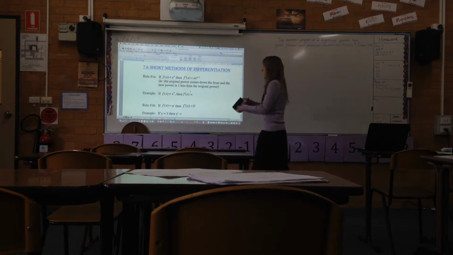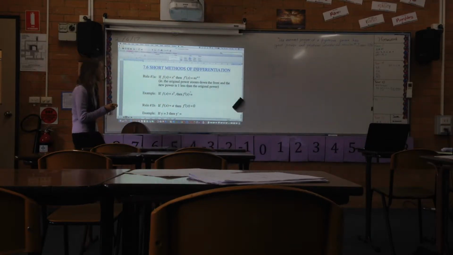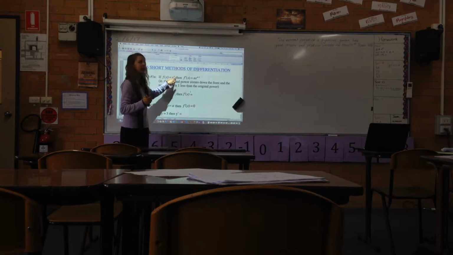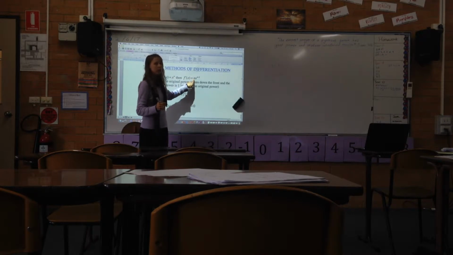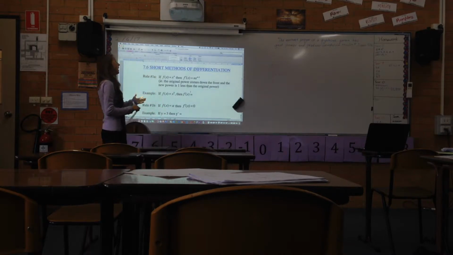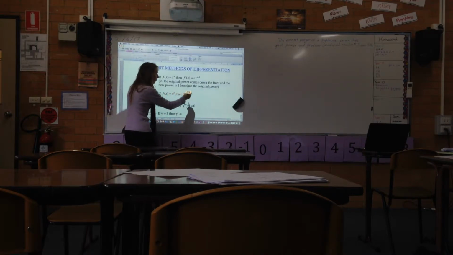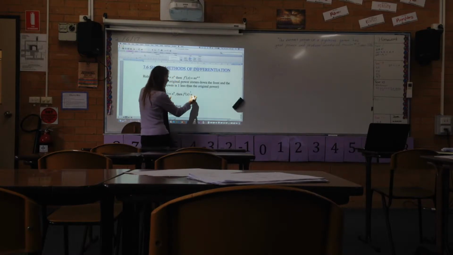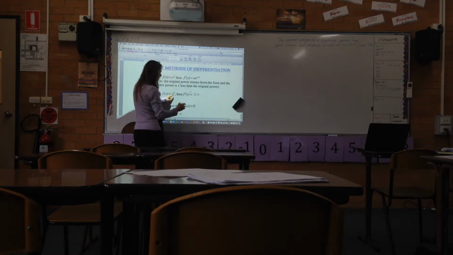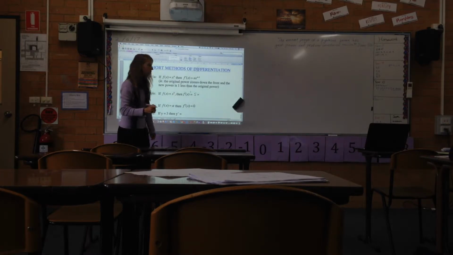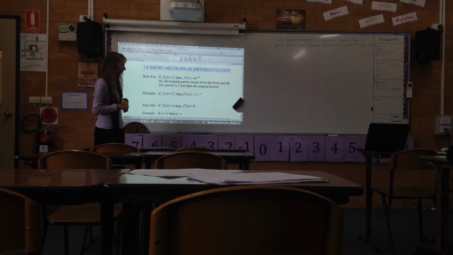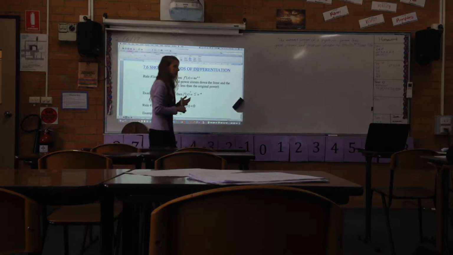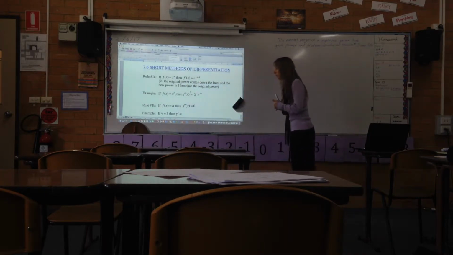Okay. Here's an example. The first rule says that if you have x to any power, whatever that power is, you times the front by that power and then minus 1 from the power. Example: x to the power of 5, the 5 goes down the front, 5x. What's 5 minus 1? 4. So my gradient function is 5x to the power of 4.